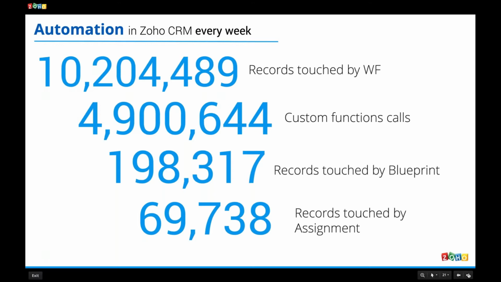So why these stats? It gives you good information about how many people started using these automation tools and benefited from them. And you could see there are so many things. There is one more stat: the number of alerts sent from Zoho CRM is about 3 million. That is also another piece of information that I would like to share.